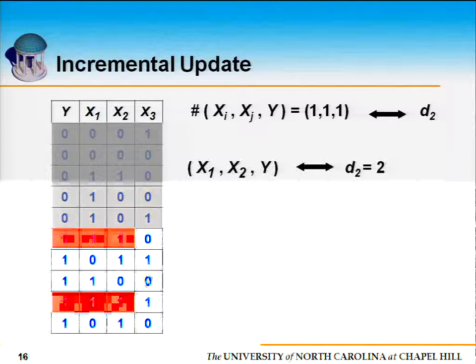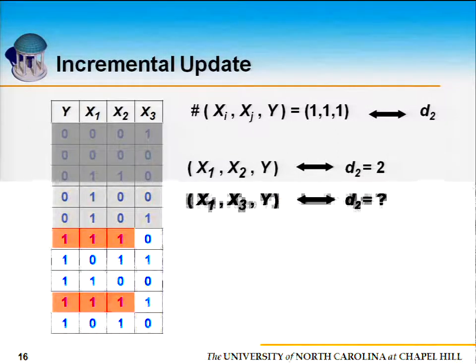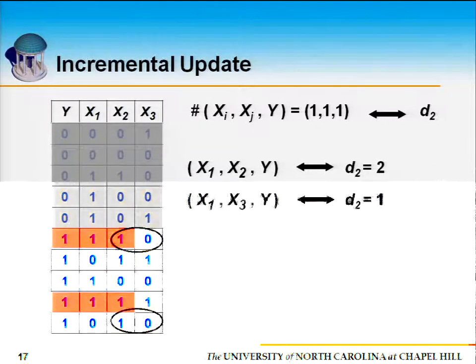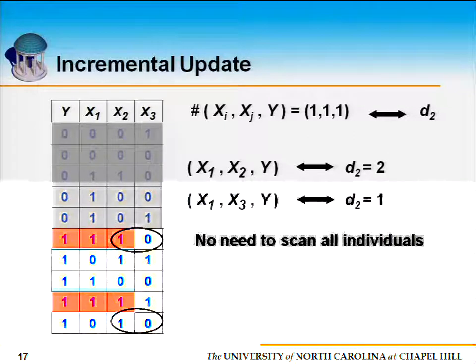And suppose now we already know for SNP pair x1, x2, the G2 value is 2, as these two samples are labeled by the red color. The question is how do we get the G2 value for SNP pair x1, x3? As you can see, x2 and x3 only differ in 2 positions, and for the 2 samples that are labeled by red, there's only 1 difference. So immediately we know that the G2 value for SNP pair x1 and x3 is 1. So we don't have to scan all the samples in order to get the G2 value for the new SNP pair, x1 and x3. We can incrementally get the G2 value from previous SNP pairs.